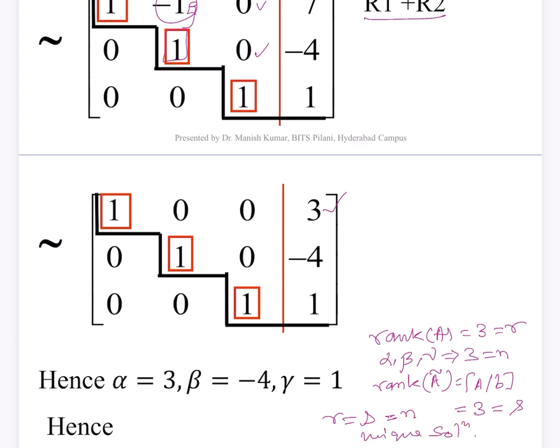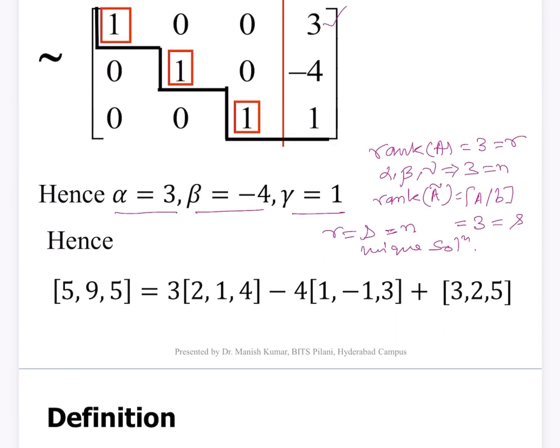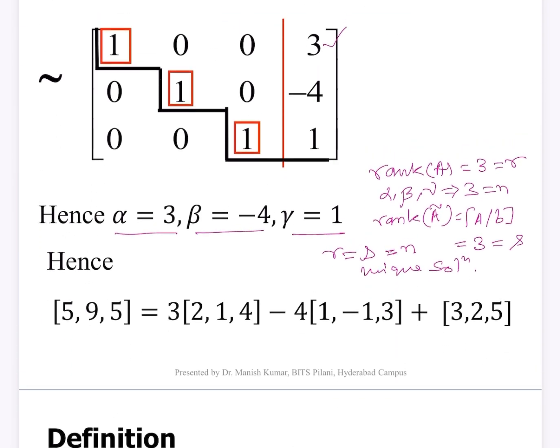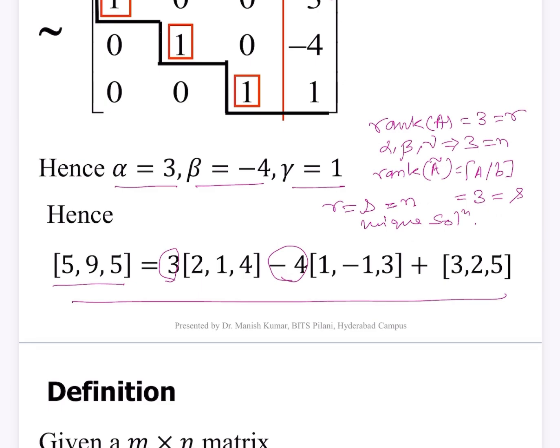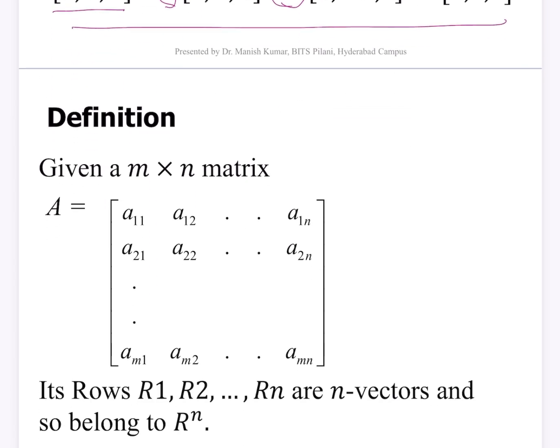A unique solution exists. Okay, then the advantage of Gauss-Jordan is a direct read of the solution. We can read the solution directly. So x equal to 3, it means alpha equal to 3, beta equal to -4, and gamma equal to 1, right? Hence, what is the conclusion? Hence, this vector belongs to the row space of A, and that is going to be 3 times the first row plus -4 times the second row and plus 1 times the third row, right? This is how we can solve the given system.